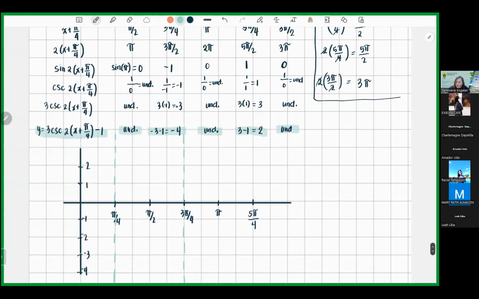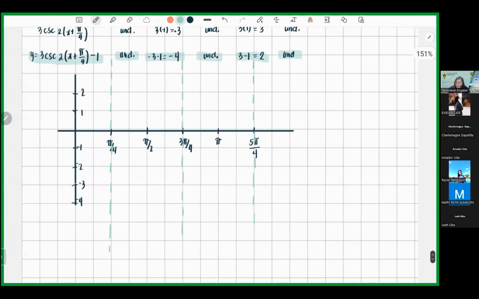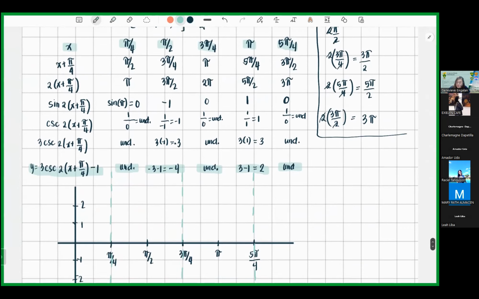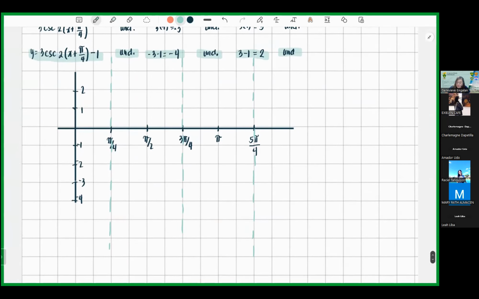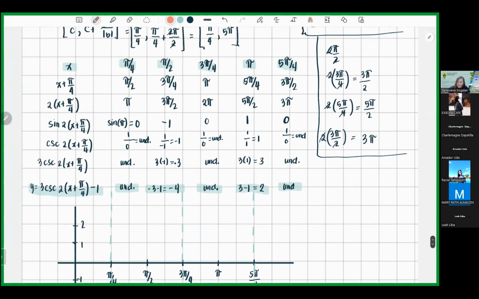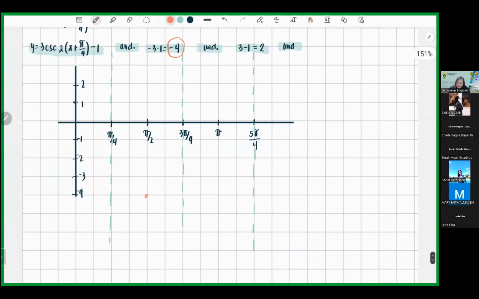Next, there is another vertical asymptote at 5 pi over 4. It is a simple class. Okay. So, next, when x is equal to pi over 2, what is y? Negative 4. So, negative 4. Okay.